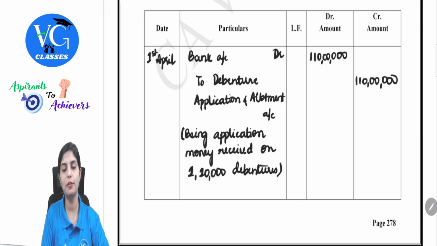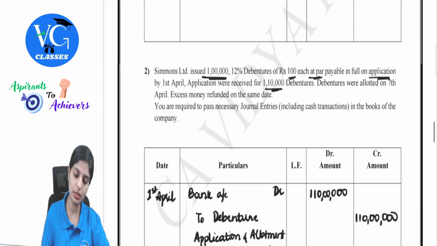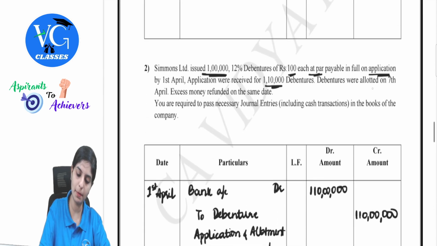Next will be transfer of this application money to debentures account. So this was done on 7th April. Debentures were allotted on 7th April.